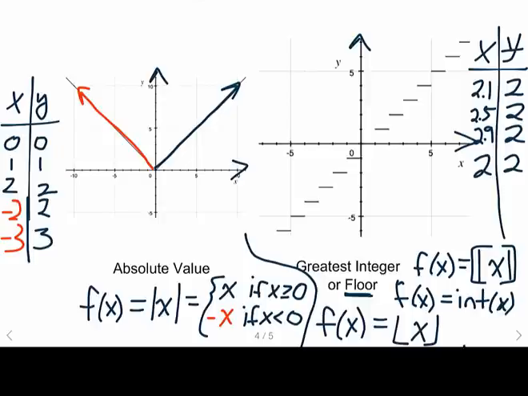Not until I finally get to 3 can I say that the answer is 3. And then if the input is, say, 3.1, I'm also going to say the output is 3. And so that's why this has the graph that it has with these horizontal little steps. In fact, sometimes this is called a step function.